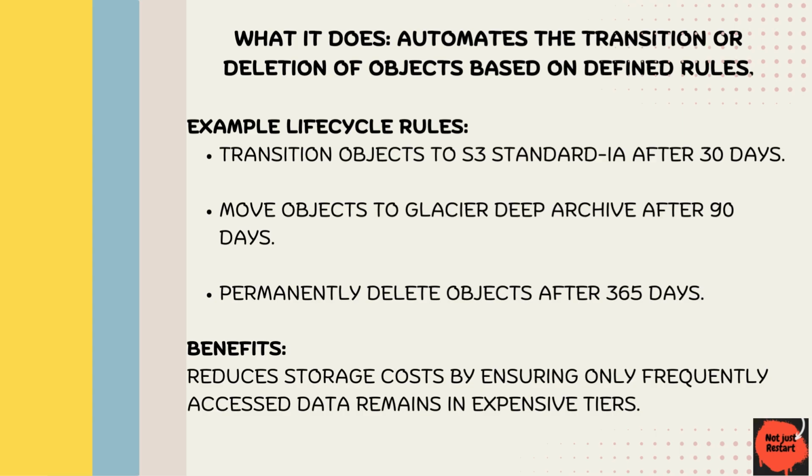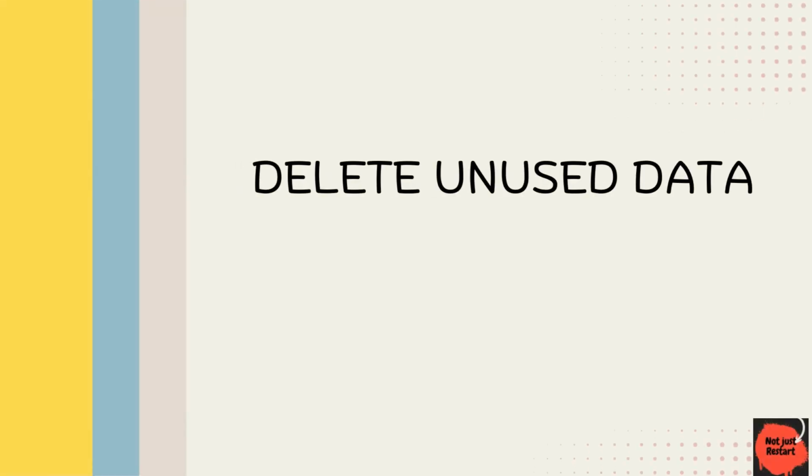The benefit is that it reduces the storage cost by ensuring only frequently accessed data remains in the expensive tier. You have to delete unused data, so this is very important. Deleting unused data will save the cost no matter what, and you have to define a lifecycle policy or run a Lambda script, whatever it may be, you have to delete it. So let's see how it's going to optimize or save the cost.